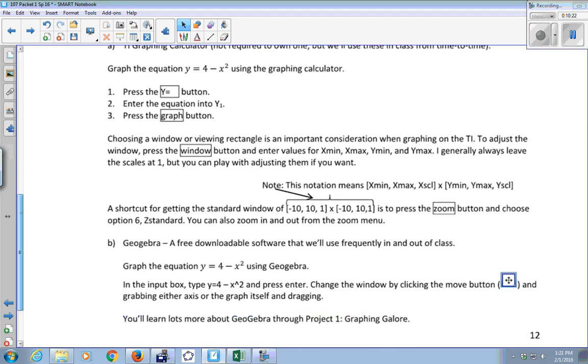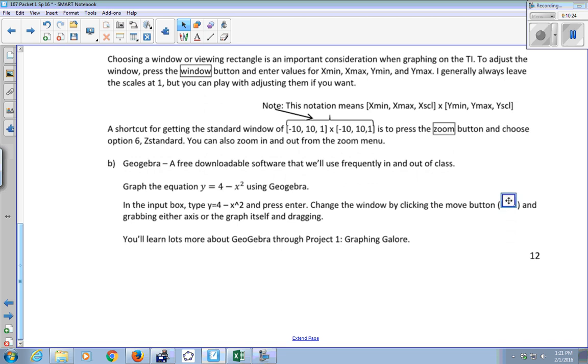Okay. Next graphing utility I'm going to show you is GeoGebra. It's a free downloadable software. We're going to use it frequently in and out of class. If we use it in class, it'll typically be just me showing you something. I'm just going to project it and you can see. For outside of class, you're going to use it for almost all of the projects over the semester if you're doing test light and counting projects.